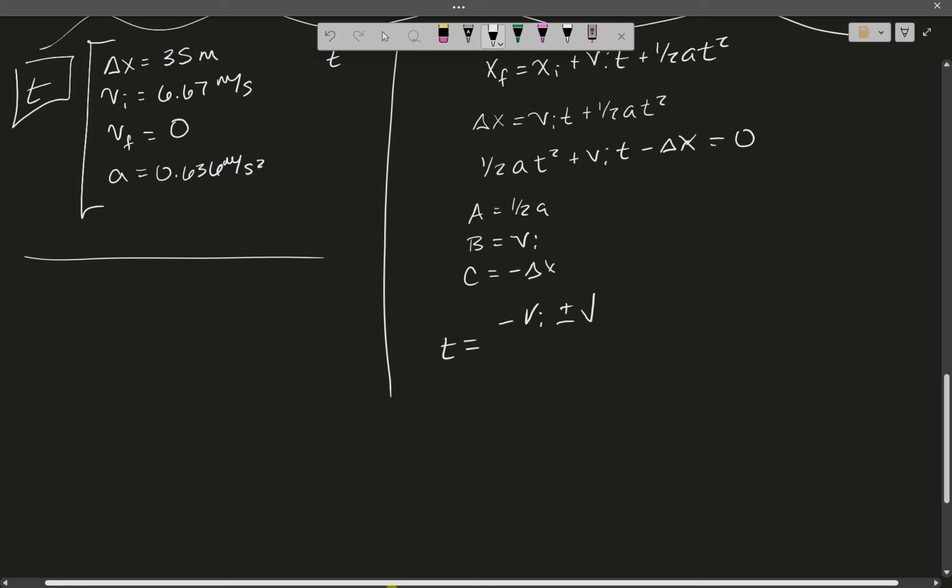negative b plus or minus the square root of b squared minus 4ac, all over 2a.